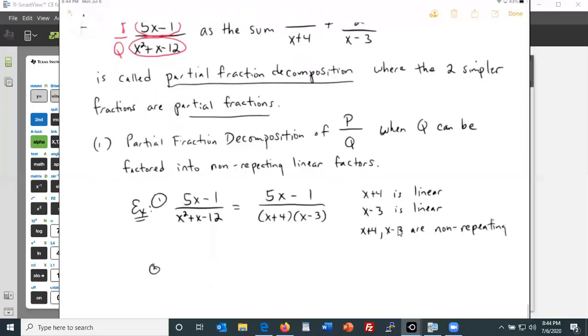Example 2. Let's say we had 5x minus 1 over x squared minus 6x plus 9.